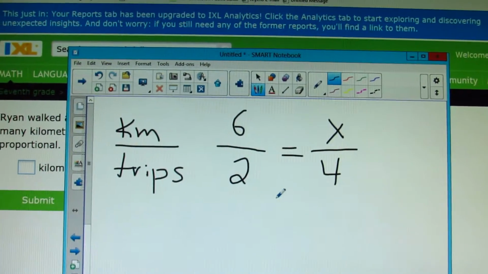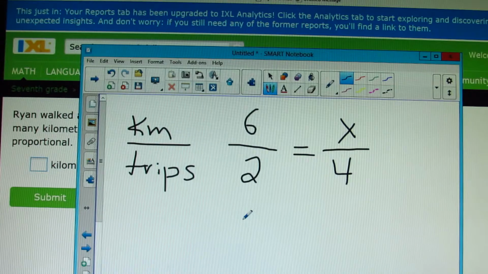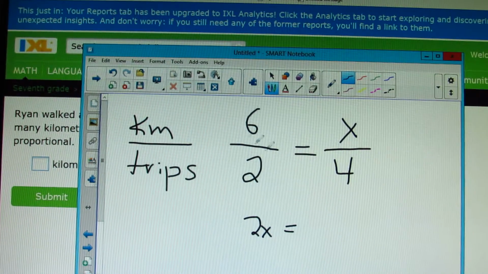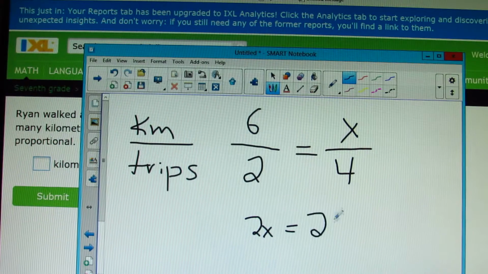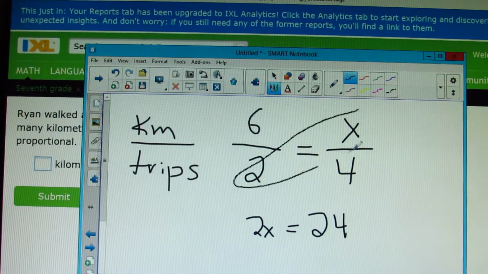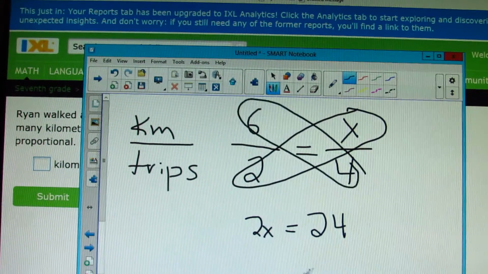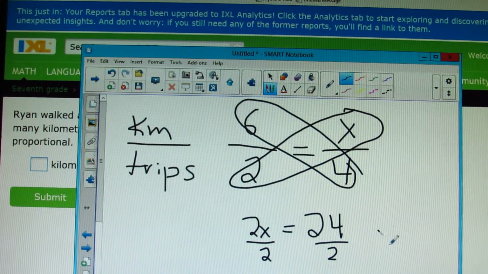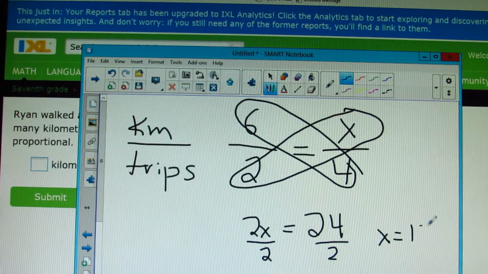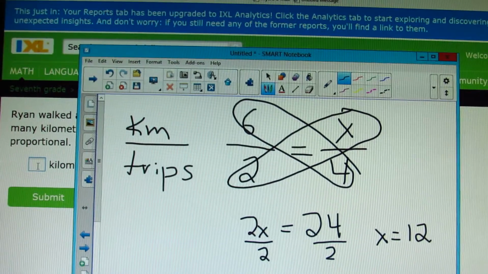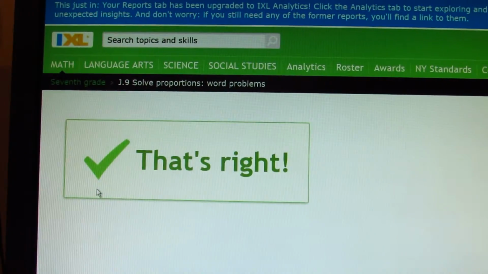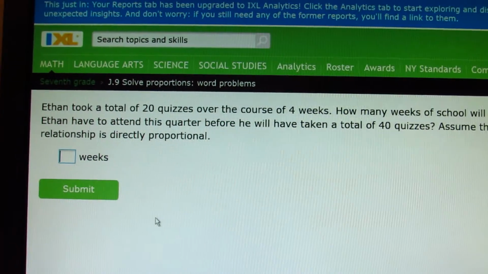You're going to need scrap paper for this one. 2 times x is 2x. 6 times 4 is 24. Again, I'm cross multiplying. Then again, solving this one-step equation by dividing on both sides, and I get 12. Okay, so my final answer is 12 kilometers. Okay, that's the second IXL you're going to be working on.